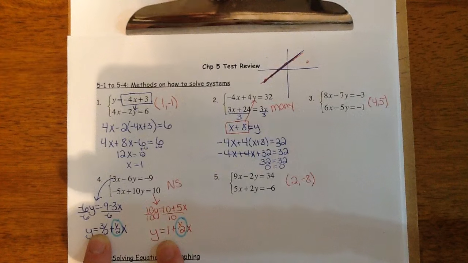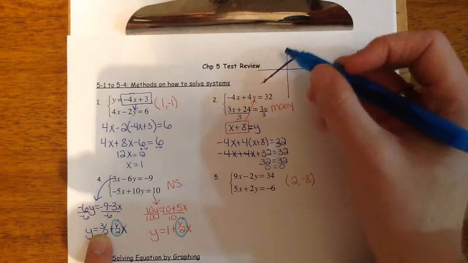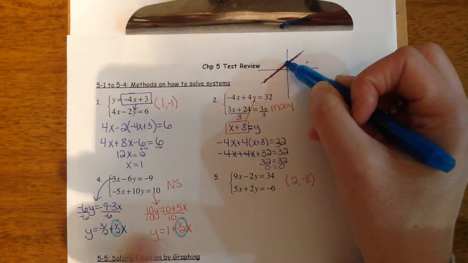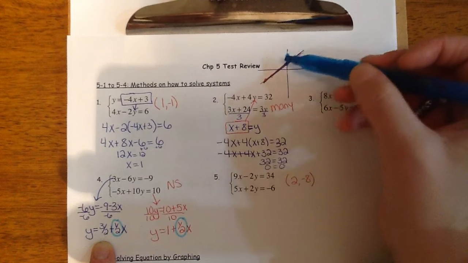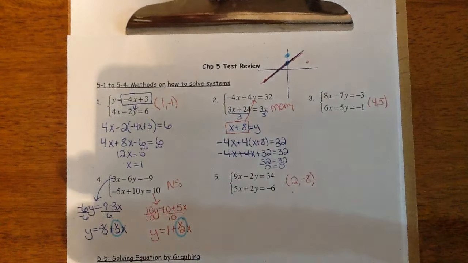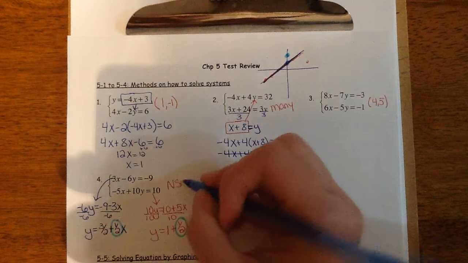So if we were to graph it, like if we were to go up here to the graph, this one would start at 1 and the other one would start just above it. There wouldn't be much space, but the one would be higher, which means we'd have no solution.